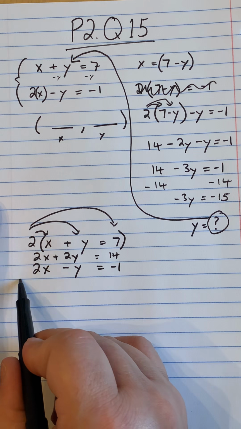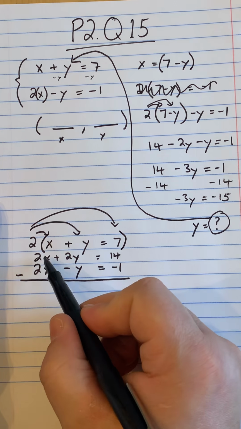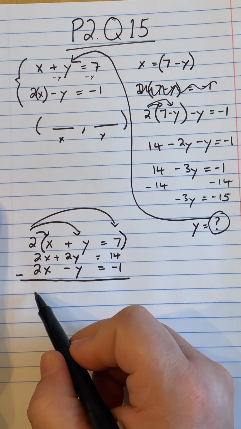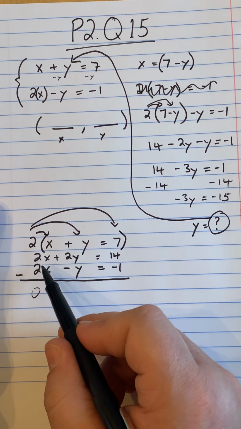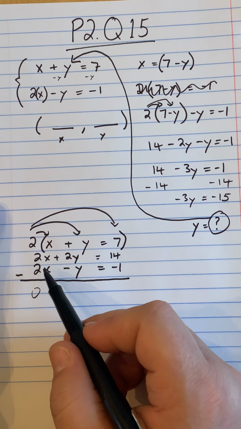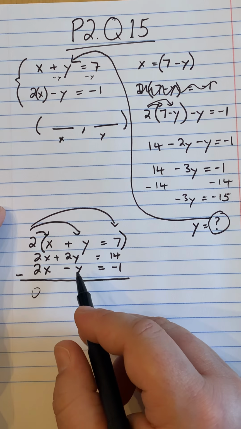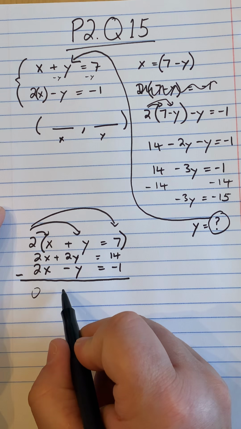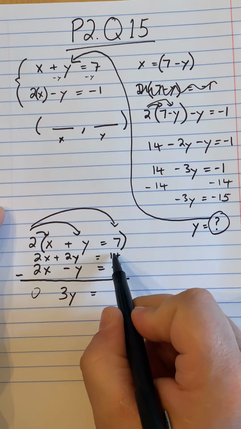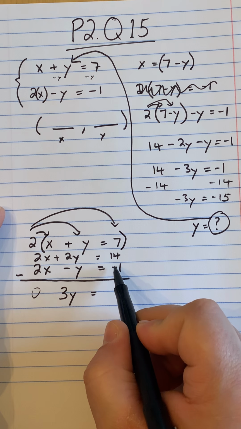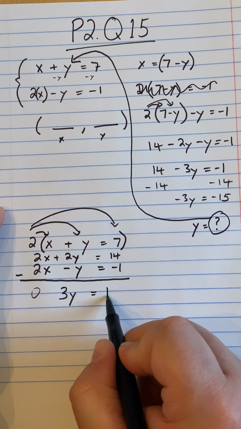And I'm going to treat this whole thing kind of like a subtraction problem. Well, 2x minus 2x is 0, so that's beautiful, right? You've just now eliminated this variable, hence the name elimination. 2y minus negative y, remember, subtracting a negative is like addition, so that would be 3y. And then 14 minus a negative 1, once again subtracting negatives is like adding, so 15.